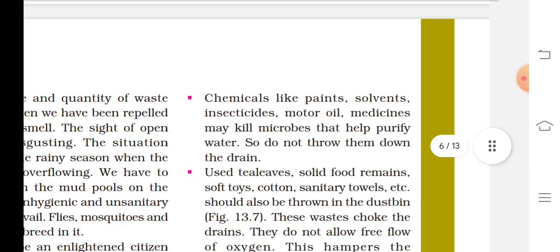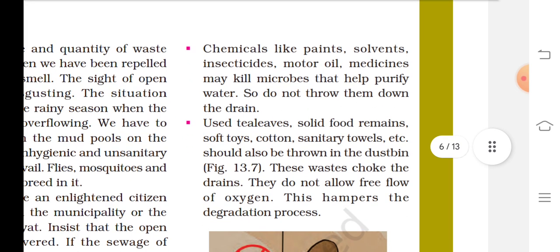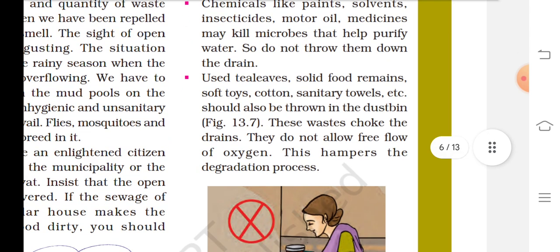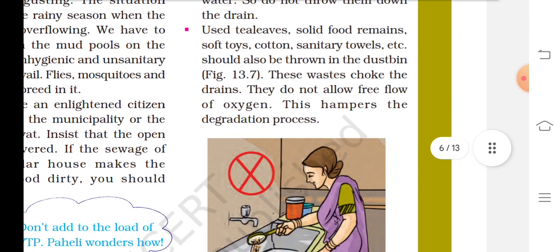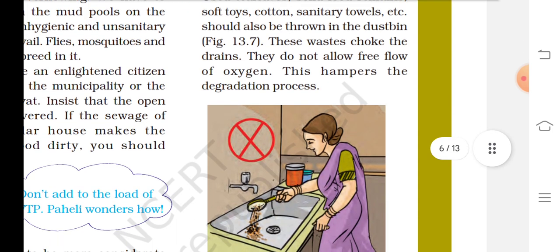Chemicals like paints, solvents, insecticides, motor oil, and medicines may kill microbes that help purify water. So do not throw them down the drain. Used tea leaves, soil, food remains, soft toys, cotton, sanitary towels, etc. should also be thrown in the dustbin.